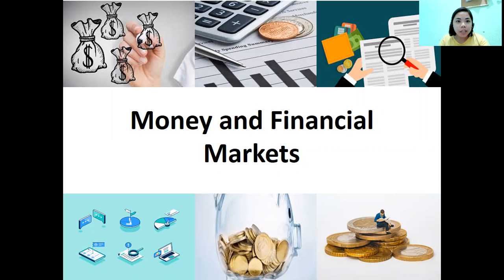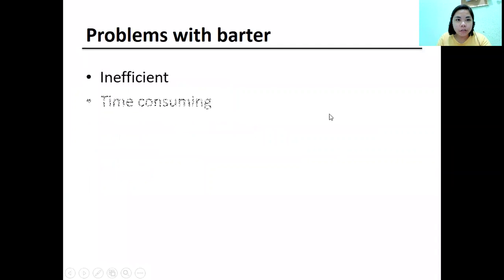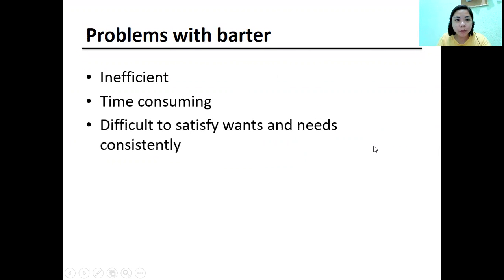And to start with, we have the terms that we need to know on this topic: commodity money, fiat money, representative money, liquidity, and default. So first, we have to discuss the problems with barter.